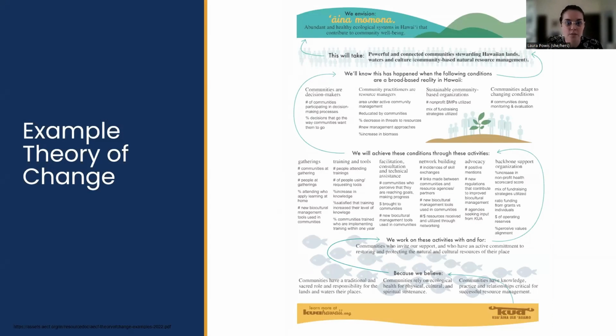So under this, we will achieve these conditions through these activities. You'll see that there's some different indicators there. So like you have numbers of communities at gatherings, or number of people at gatherings, or number of people using and requesting tools, etc. So yeah, just wanted to show all these as different examples to try to help get you inspired, think about how you might be able to apply this to your own work.